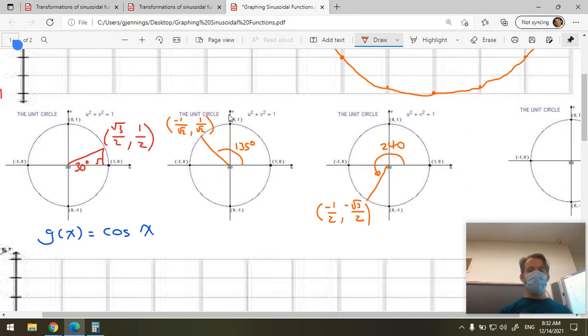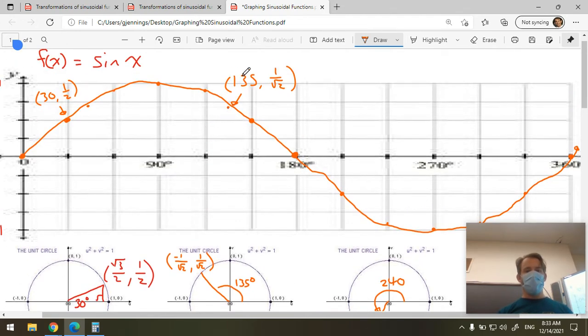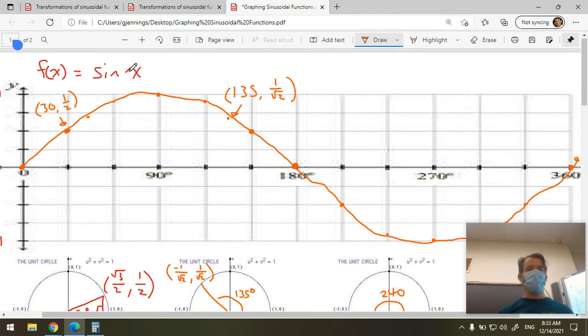Now, Dave, we're using the unit circle to get those points. So here's the unit circle at 135. So here is my x value here, the angle. The y value here is the value of sine for this angle, because sine is going to be related to the height of this part of the triangle there, and the height there is 1 over root 2. So when we had 135 as our x value, our y output was 1 over root 2 for the function f of x is equal to sine x.